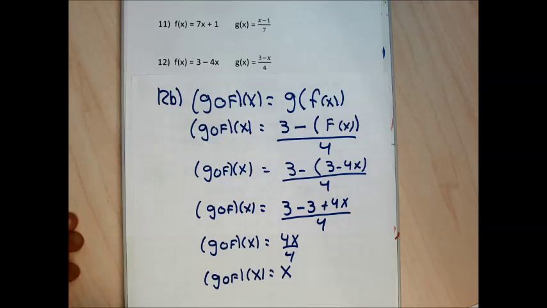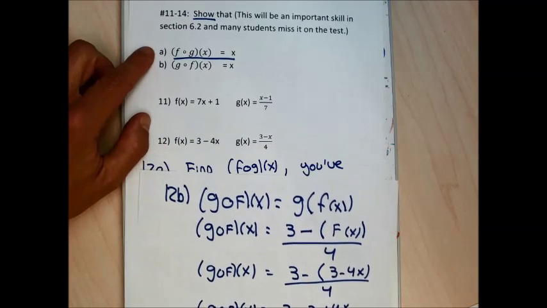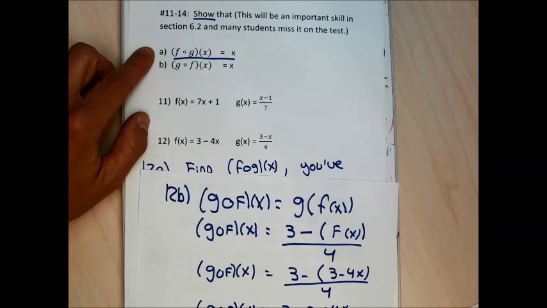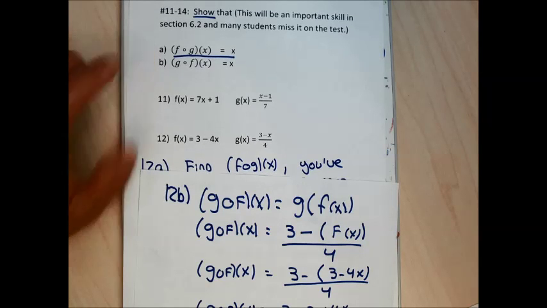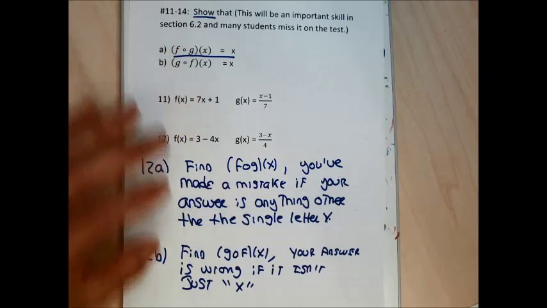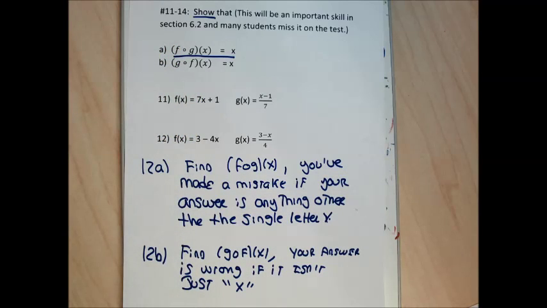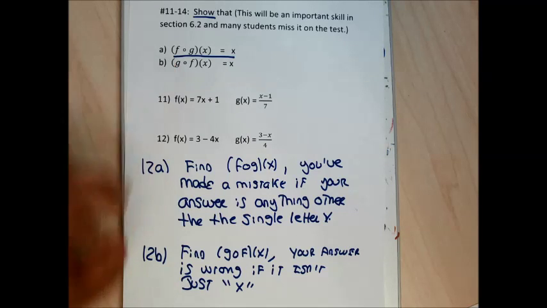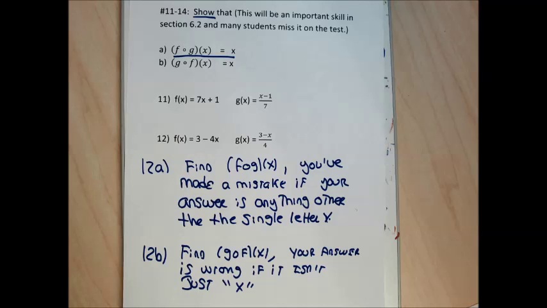That's what I need to happen for problem 11 when you go to do it. When you do part A, you're supposed to find f composed with g of x. And when you find f composed with g of x, if it equals x, you did the work right. If it equals something other than x, you did the answer wrong. Similarly, when you do question part B, you find g composed with f of x. If it equals x, you did it right. If it doesn't equal x, you did it wrong.